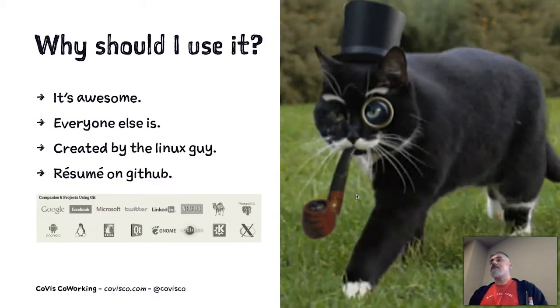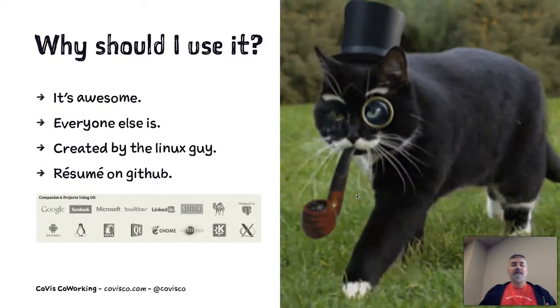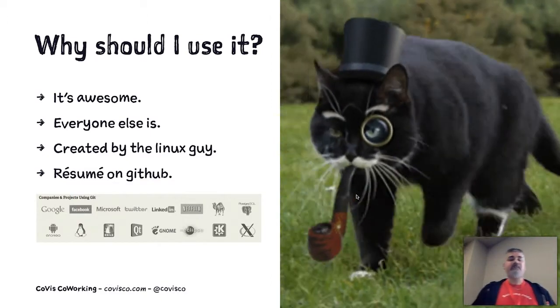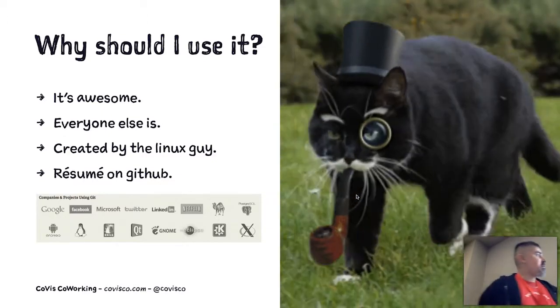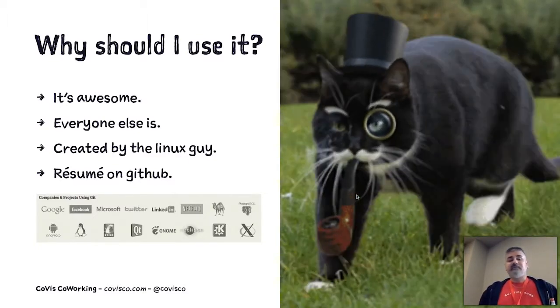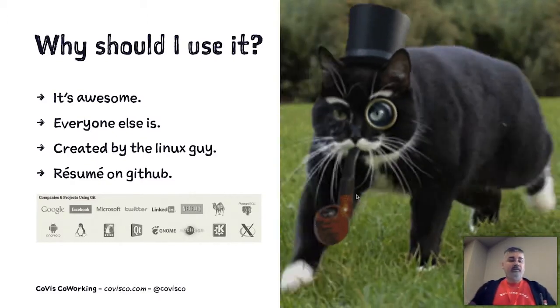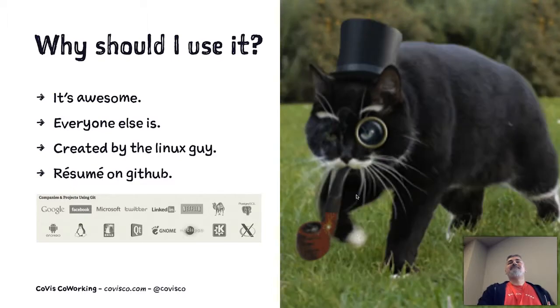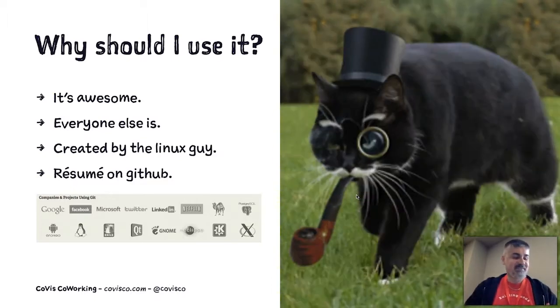But I'll tell you why you should use Git. The first reason is it's awesome, like this cat with the top hat and monocle. He's awesome. The second reason is everyone else is using it. All right, you got that list right there. Google, Facebook, Microsoft, Twitter, LinkedIn. Camels use it for some reason. Android, penguins. My phone. I said Google. That's why.